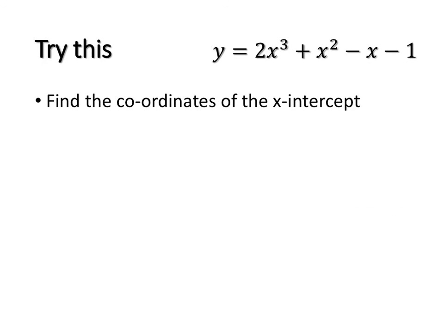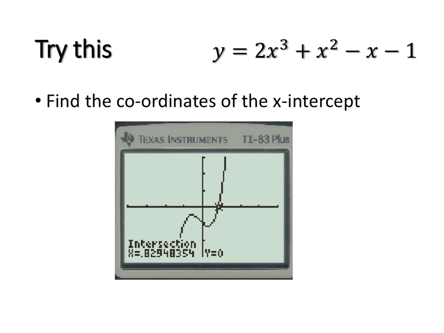Now let's see if you can find the coordinates of the one x-intercept of this curve. Again, pause, and when you're ready, check by continuing the video. This one x-intercept has coordinates of about 0.83 and 0.